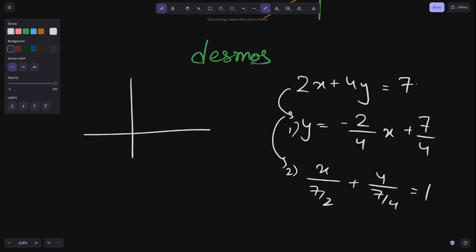If you do the first one, let's mark this as orange, you have to go to 7 by 4 towards y. Let's say this is 7 by 4, and this is your slope. This value is tan theta. So theta is equal to tan inverse of minus half.